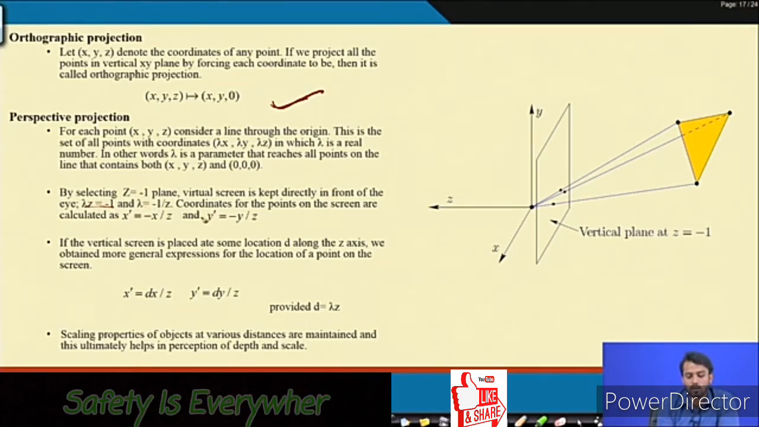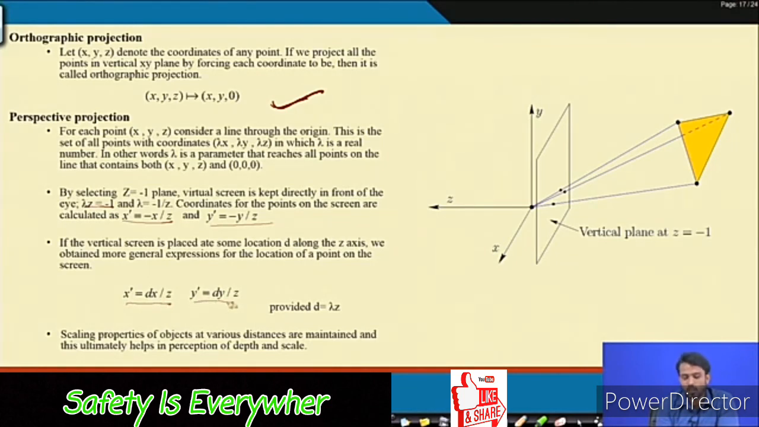Similarly, you can calculate the coordinates for the other points on the screen, that is x' = -x/z and y' = -y/z. If the virtual screen is placed at some location d along the z axis, because we have considered -1 here, but in the case of a distance d, we obtain a more general expression for the location of a point on the screen. That means x' = dx/z and y' = dy/z, provided d is equal to lambda z. So scaling properties of objects at various distances are maintained, and this ultimately helps in the perception of depth and scale.